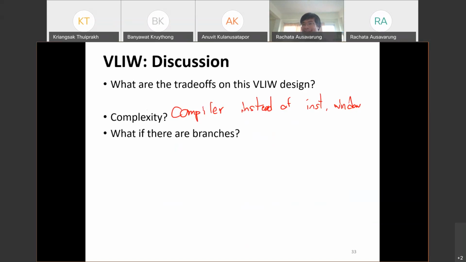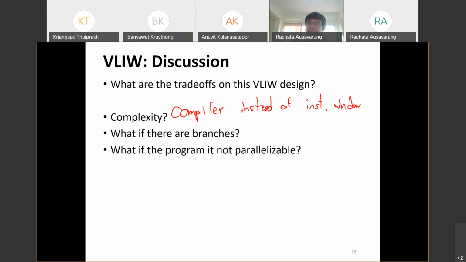So what if there are branches? Yay, fun. If you have branches, then you are likely to insert no ops everywhere. What if the program is not parallelizable? Again, no ops everywhere. Each PE has to be a different ALU unit. Yes, so this is our requirement.